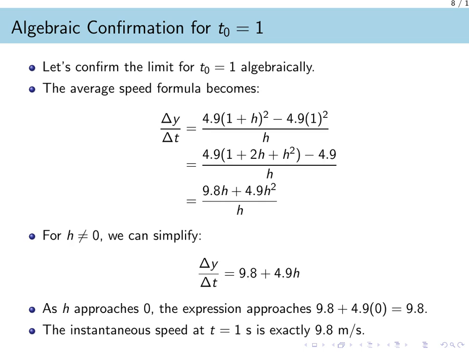Because h represents a time interval that is approaching zero but is never actually zero, we can safely divide the numerator by h. This cancellation gives us a much simpler expression for the average speed, 9.8 plus 4.9h. Now it is clear that as h gets closer and closer to zero, the term 4.9h also approaches zero, leaving us with a limiting value of exactly 9.8. Therefore, this calculation confirms that the instantaneous speed at 1 second is precisely 9.8 meters per second.